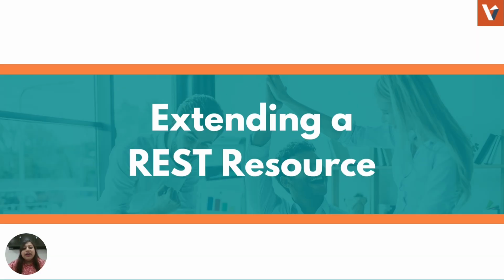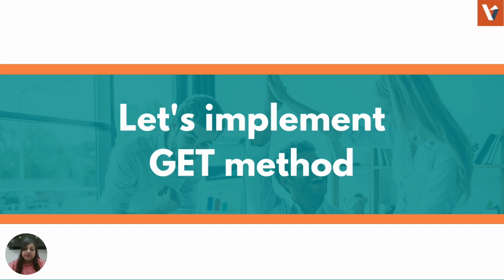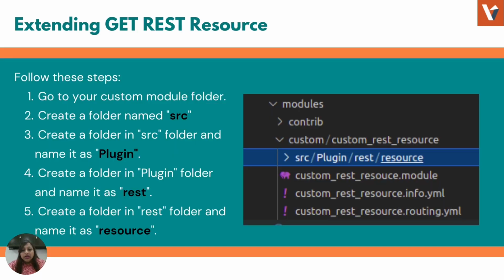Then we will be extending a REST resource. Extending a REST resource means implementing REST methods, that is the GET method, POST method, PUT method and DELETE method. So let's implement the GET method first. For implementation of the GET method, we will be required to create a resource. For creating any resource in our custom module, we will require this kind of folder structure. So we have created a src folder inside our custom module, followed by the Plugin folder where P is capital. Again, an important point: P is capital in Plugin because this is the uppercase naming convention.